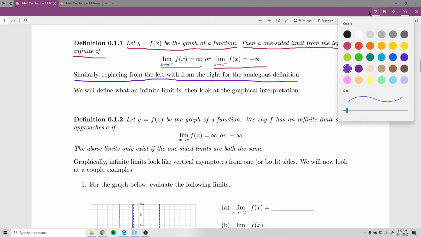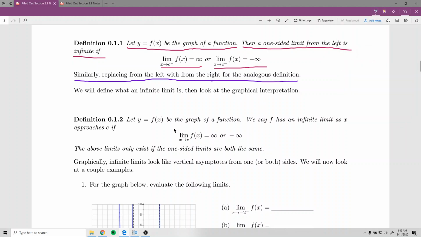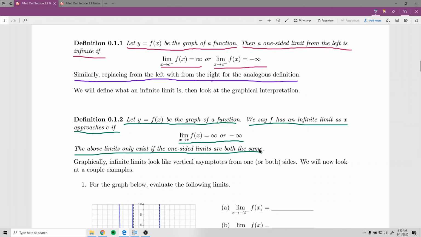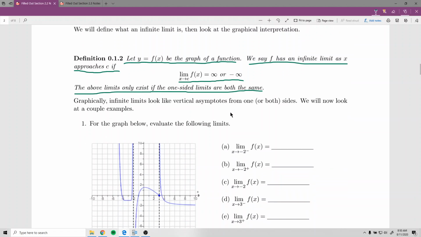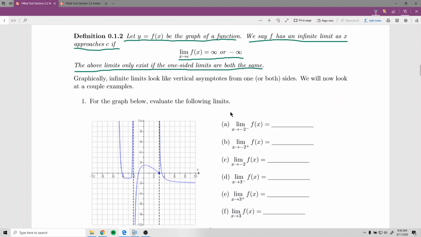And then similar to limits that aren't infinite, if the two one-sided limits are the same, let's say f has an infinite limit as x approaches c if the limit, notice it's not one-sided here, limit as x approaches c of f of x equals infinity or negative infinity. The above limits only exist if the one-sided limits are both the same. All right, so if they're both infinity, if they're both negative infinity, we're good. If they're opposites, then they will not exist. Or anything else. So we'll look at a graph like we did in the last section just to understand this a little bit better.